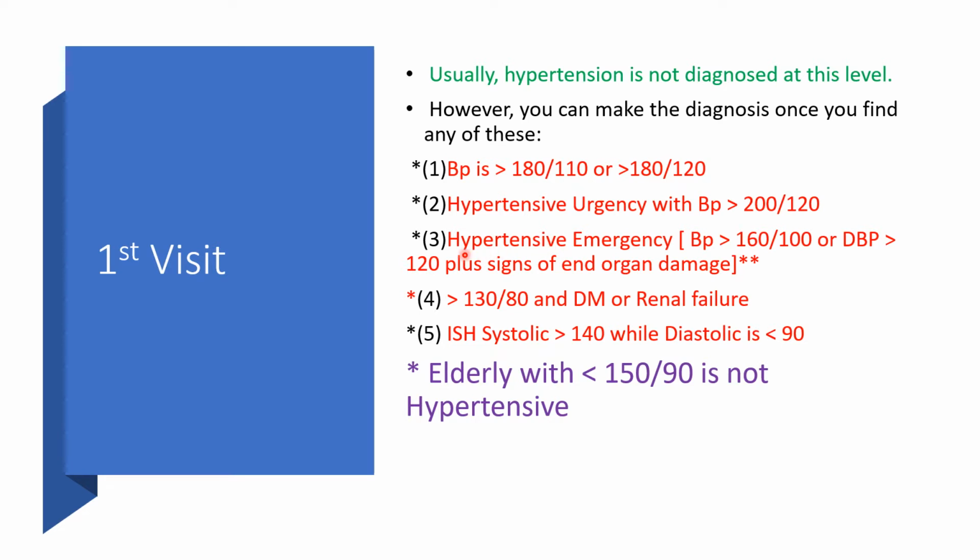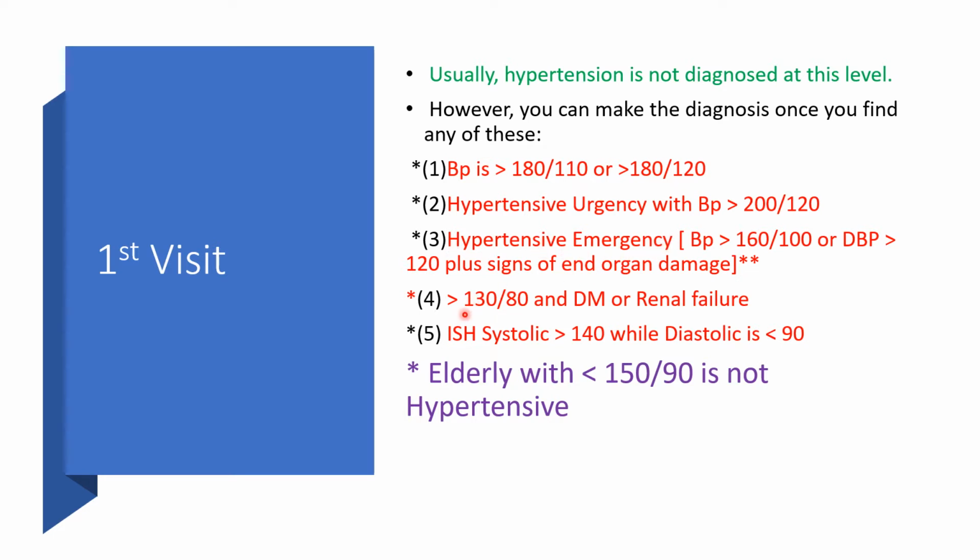Make the diagnosis. If there's hypertensive emergency, meaning the blood pressure is greater than 160 over 100 or the diastolic blood pressure is greater than 120 plus signs of end organ damage. Don't worry, I'll go into that later on. Then it is hypertensive emergency.